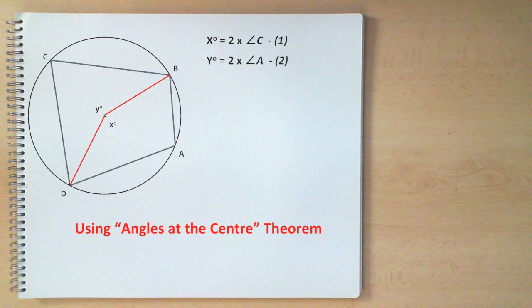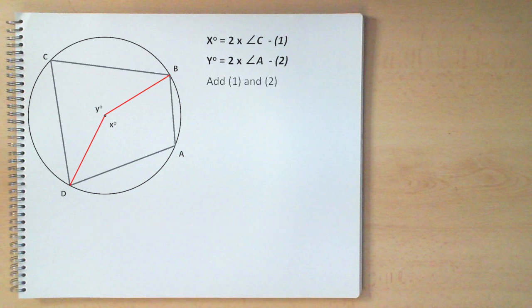So now we have two equations, one for x and one for y. Now if we add these two equations together, we get x plus y is equal to 2 times the angle at C plus 2 times the angle at A. But here's the first bit we're going to use. x and y are equal to 360 degrees because they make up a full circle at the centre of the circle there.